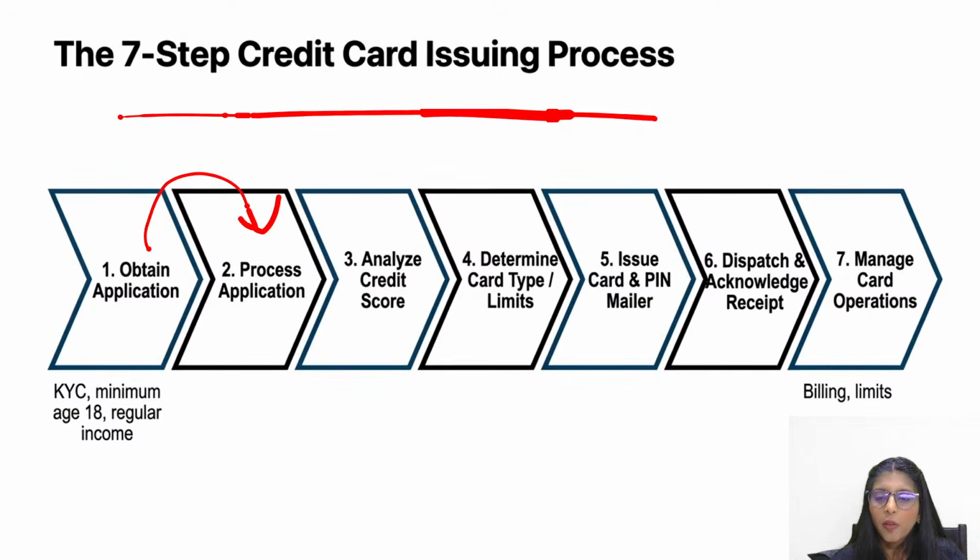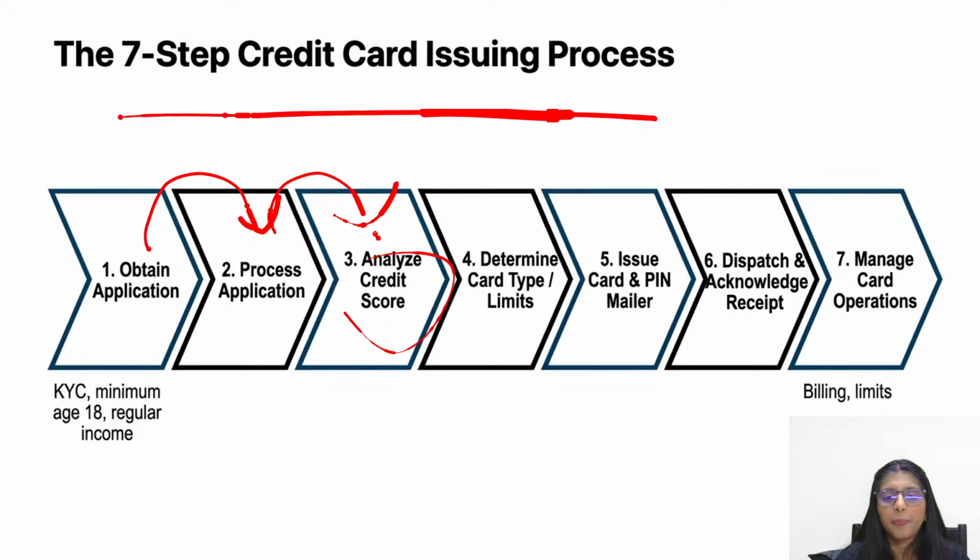Then the processing of the application, that is, the verification of documents. The bank verifies the identity, address, employment, business details, and income documents. Then analyze the credit score, repayment capacity, existing liability, and income stability. On this basis, the bank decides whether it should give the credit card facility to the person or not.